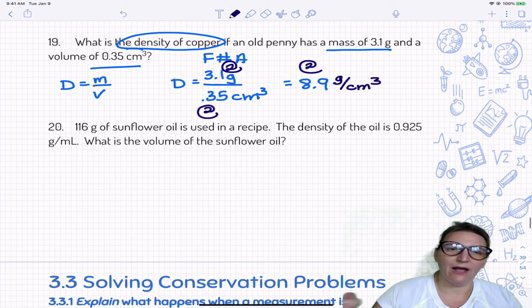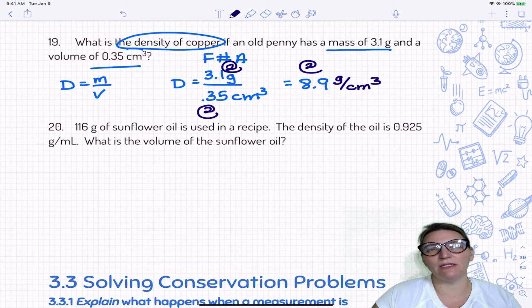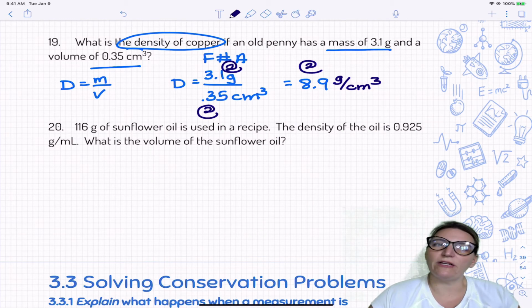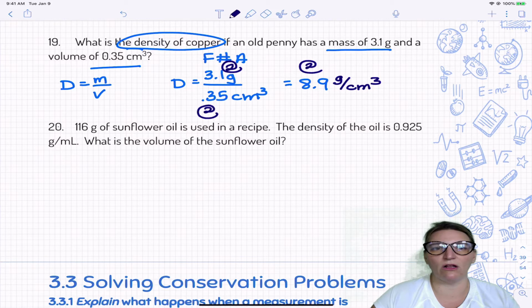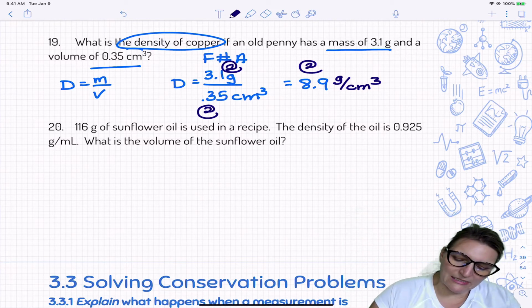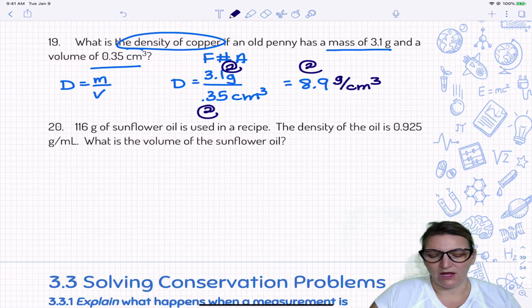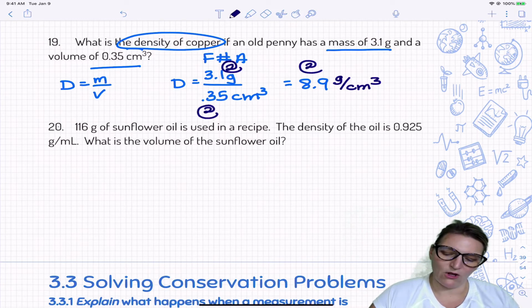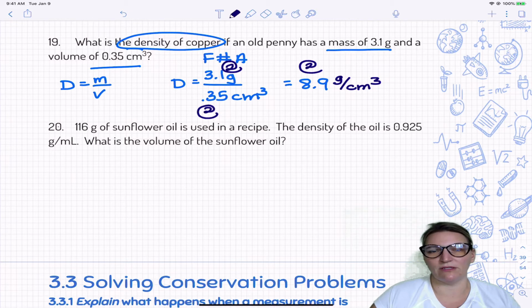Question 20. Again, this is the second time we're doing a density sample problem. So if you want to pause, try to do this one on your own if you feel confident, if you want to give it a try. If not, you can just continue along with us. Okay, number 20 says 116 grams of sunflower oil is used in a recipe. The density of the oil is 0.925 grams per milliliter. What is the volume of the sunflower oil?